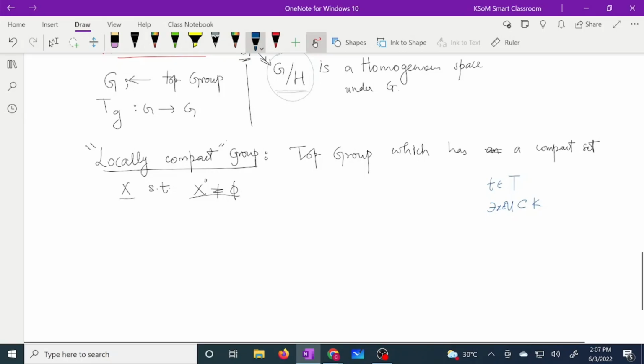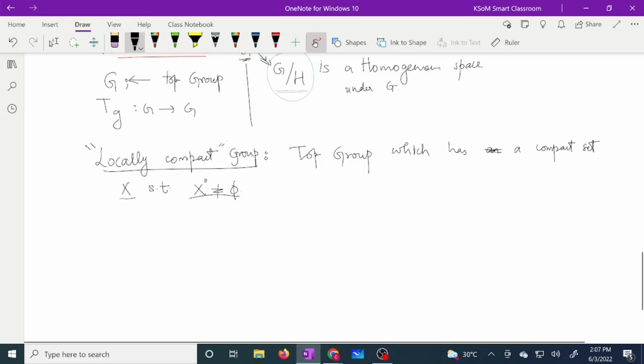Now in the case of topological groups, as we saw earlier, we can translate these sets without changing their topological properties. So any translate of X will again be a compact set because translations are homeomorphisms, and the corresponding interior will again be non-empty, but it will be around a different point. If you are not convinced, you can try these things for yourself. Just have to play with the definition and the properties of the translation map. Okay, so this is a locally compact group.